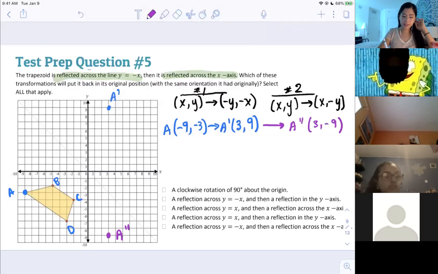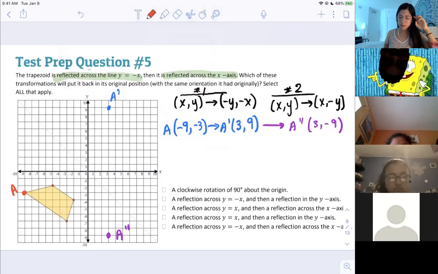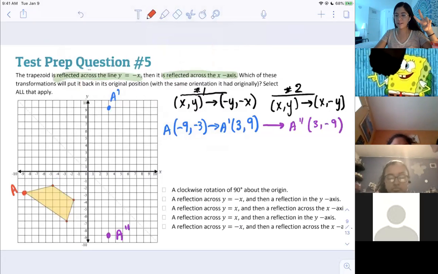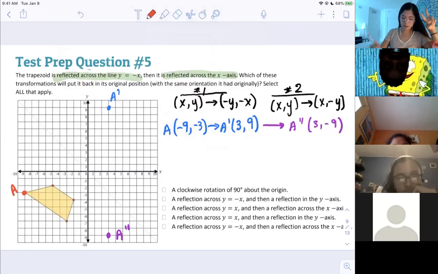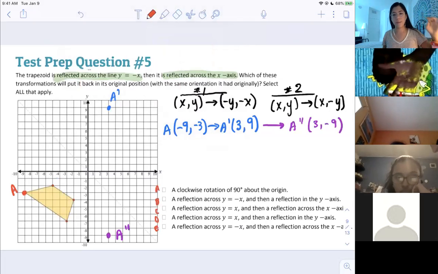Now the question is, how do I go from A double prime back to my original A? So now that I have this all set up for you, I'll give you guys 2 minutes to look through the answer choices and pick the correct one. 2 minutes. Let's call these A, B, C, D, E. Select all that apply.